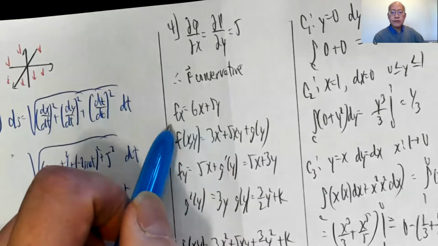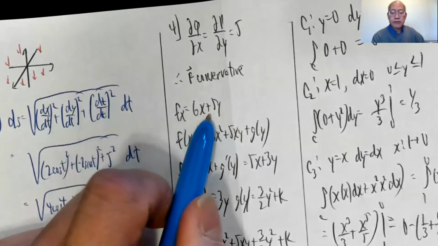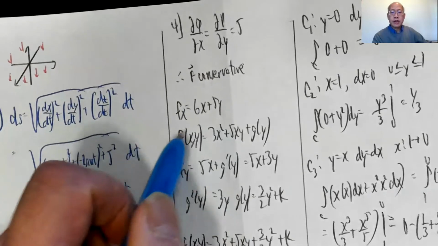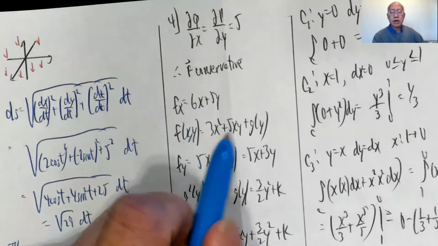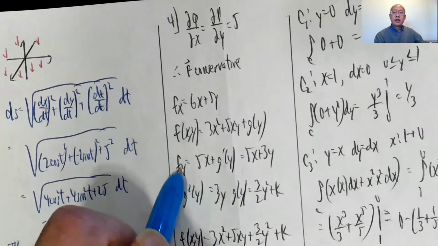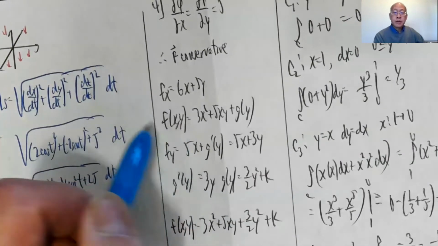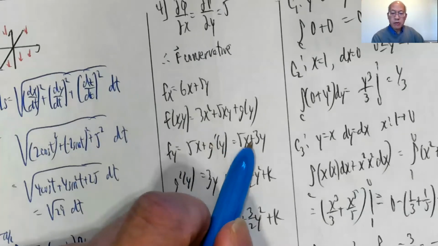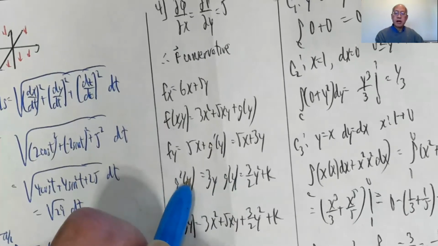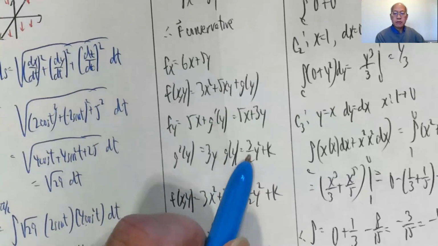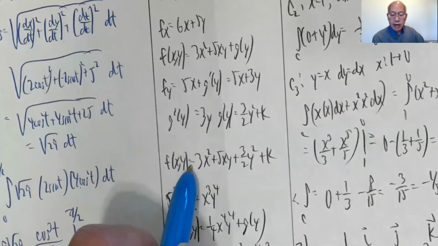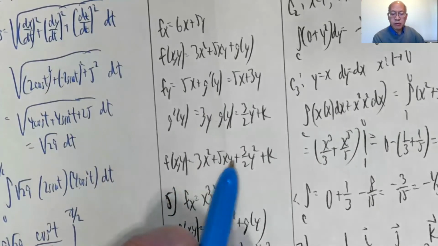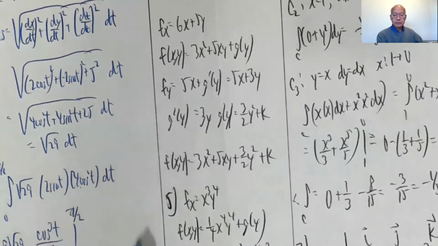Therefore, f is conservative. So fx is 6x plus 5y. Therefore, f of x, y, integrating with respect to x, is 3x squared plus 5xy plus a function of y, g of y. Fy is 5x plus g prime of y, and that's equal to 5x plus 3y. That makes g prime of y equal to 3y, so g of y is 3 halves y squared plus k. So f of x, y is 3x squared plus 5xy plus 3 halves y squared plus a constant.